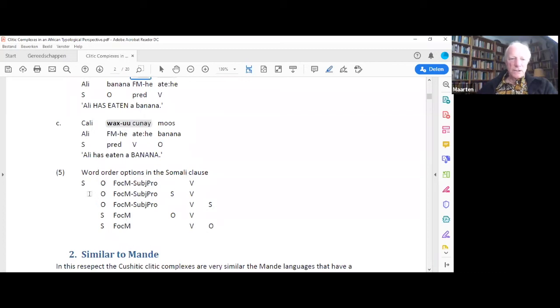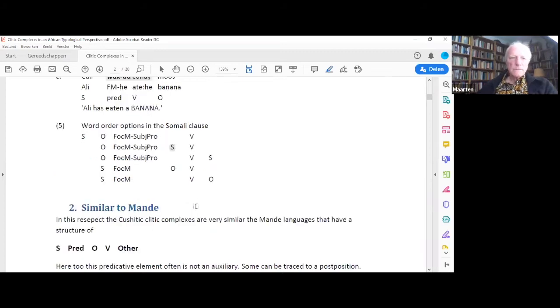So these are the main word order options in the Somali clause. You have all these focus markers with subject pronoun, sometimes without subject pronoun. And an object can be between the focus marker and the verb, but in Somali also a subject can do that. It's not possible in Tanzanian Cushitic, but in Somali it can. We can have things after the verb. We'll come back to the options after the verb later.